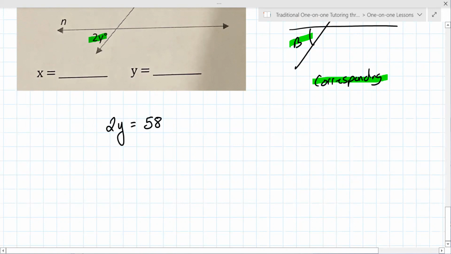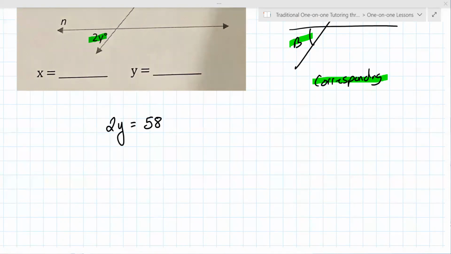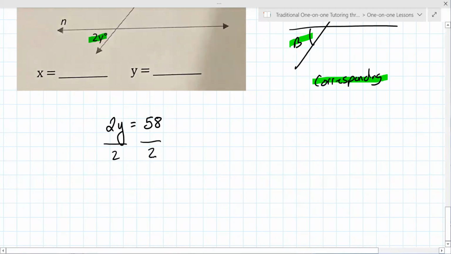Okay. And you have to solve for y. And now you have to divide both sides by 2. Yes, you got it. So go ahead and figure out the value of y, please.